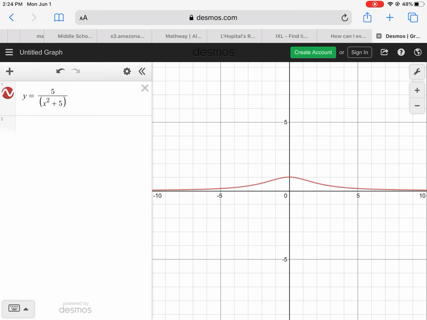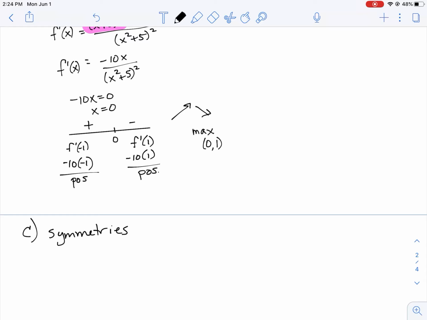So let's go back. Symmetries: it looks like it's symmetrical with the y-axis. This was my y-axis, and this was my x-axis. That's what it looked like. I would encourage you to use your calculator to find out what it looks like, and don't be afraid to zoom in. So symmetry along the y-axis.